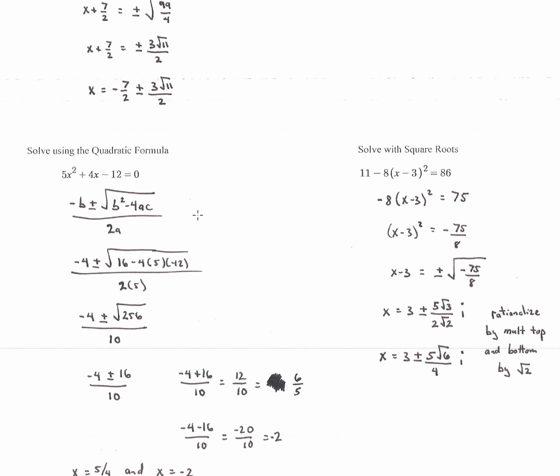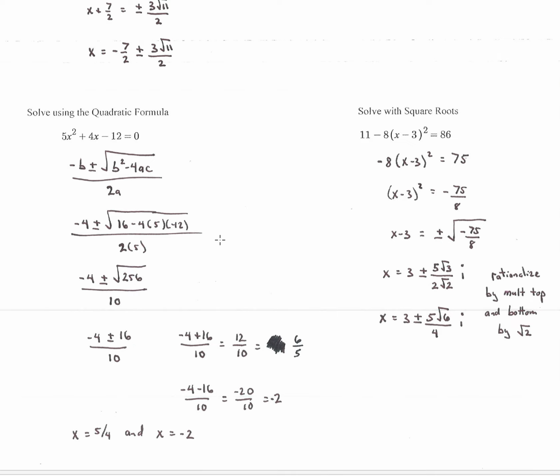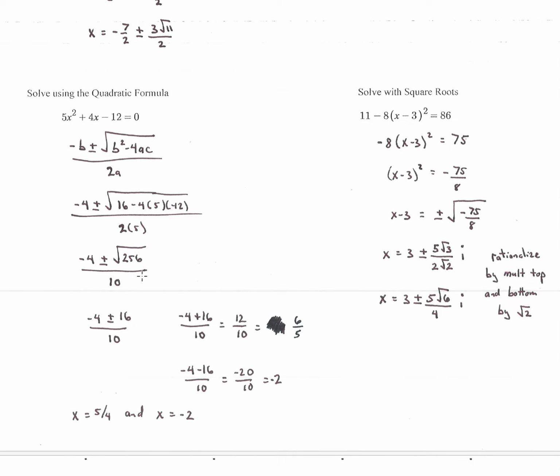Quadratic formula again, it's in the right order. It's equal to 0, so it's just A, B, and C, and you just plug it in the formula. Right? In this case, the square root of 256 is exactly 16, and then you can get -4 plus 16 over 10, or -4 minus 16 over 10.